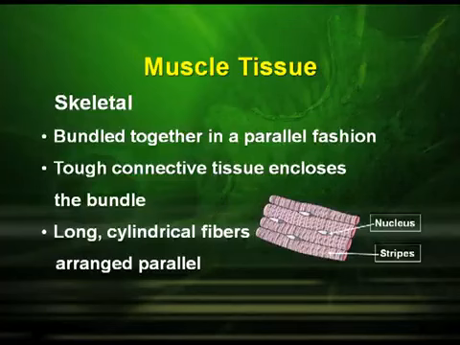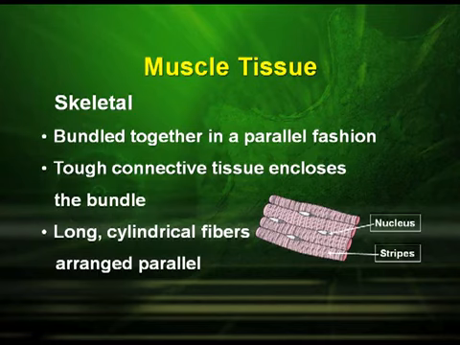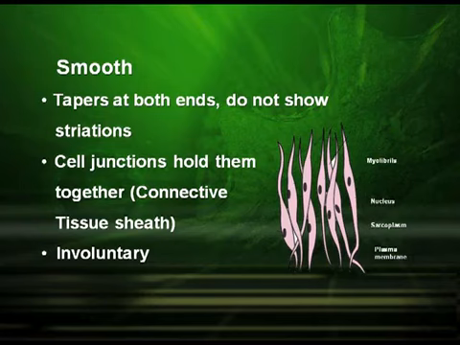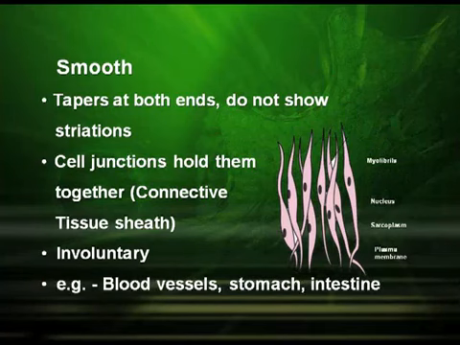Regarding the characteristics of the skeletal tissues, they are bundled together in a parallel fashion, that is, each of the cells runs parallel to each other, and a tough connective tissue encloses the bundle. The smooth muscular tissues have tapering ends, both the ends taper, and they do not show any striations as found in the earlier tissues. They have cell junctions which hold them together, which is the connective tissue sheath, and they are also known as the involuntary tissues. They are found in the blood vessels, stomach as well as in the intestine.